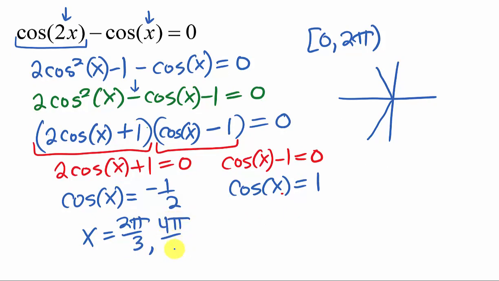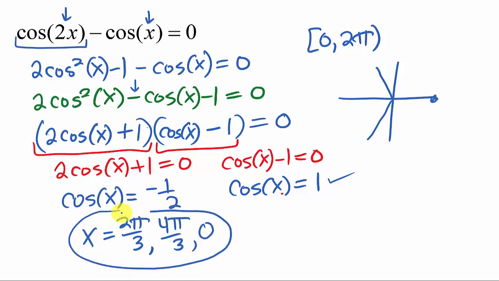pi thirds for another. Now looking at the second equation, when is the cosine x 1? And that's just right here at 0. So here we have our three solutions to this original trig equation.